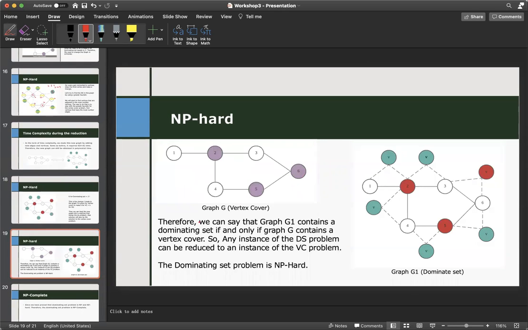Continuing, we can see that the new graph G1 contains a dominating set if and only if graph G contains a vertex cover. This is important. You can only do this by using a graph that contains a vertex cover. So any instance of the vertex cover problem can now be reduced to an instance of the dominating set problem. This is proof that the dominating set problem is NP-hard.